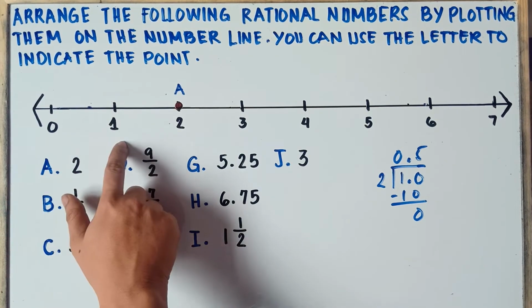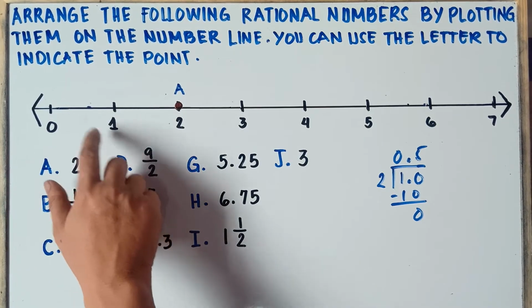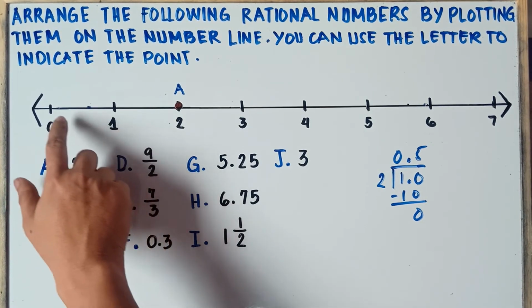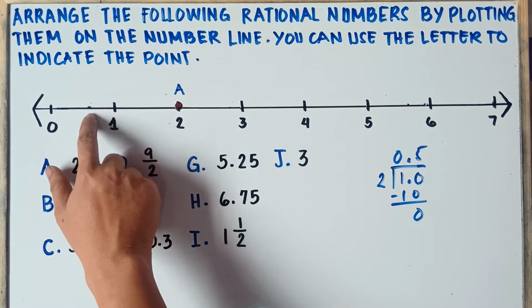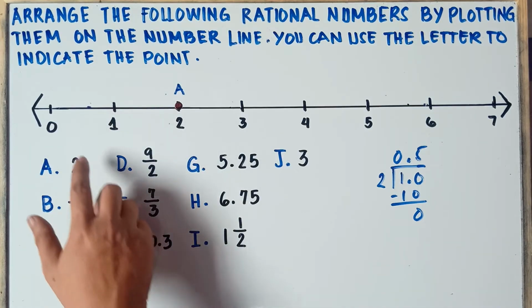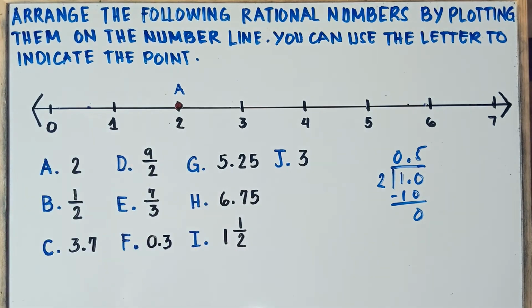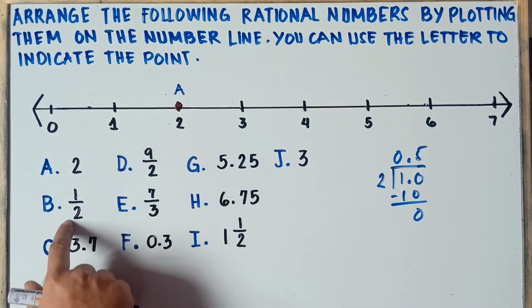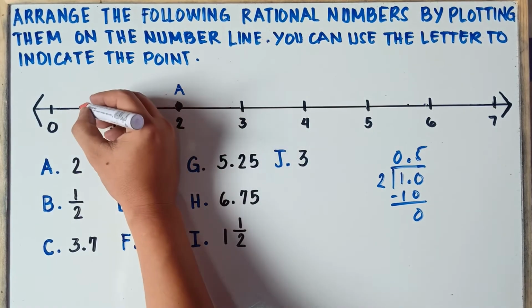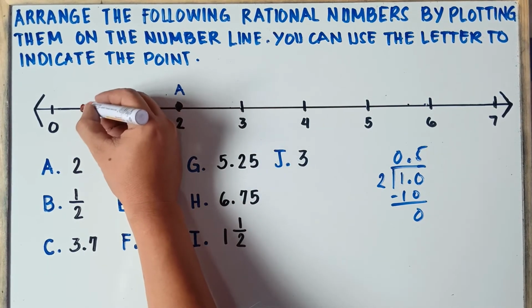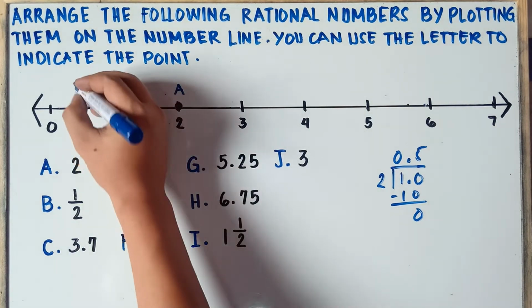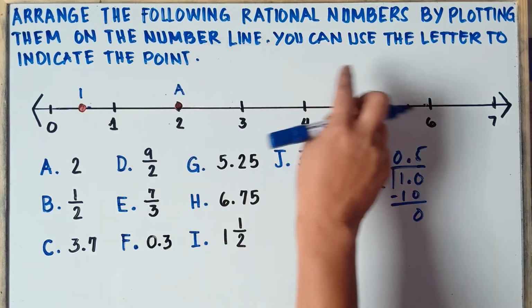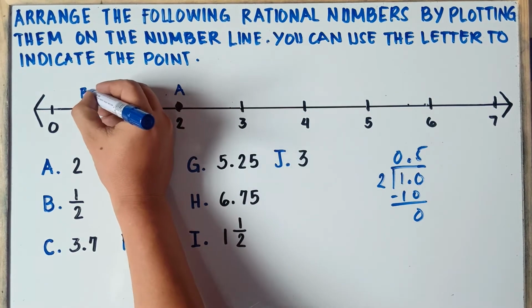So if this is 0 to 1, therefore, in between 0 to 1, there would be 0.5. Once again, from 0 to 1, you will have 0.1, 0.2, 0.3, 0.4, 0.5, 0.6, 0.7, 0.8, 0.9. So in between 0 to 1, there would be 0.5. Just estimate, class, that's okay. So 1/2 would be in between 0 to 1. So this will be our point, and this will be letter B. Once again, class, just simply use the letter to indicate the point.